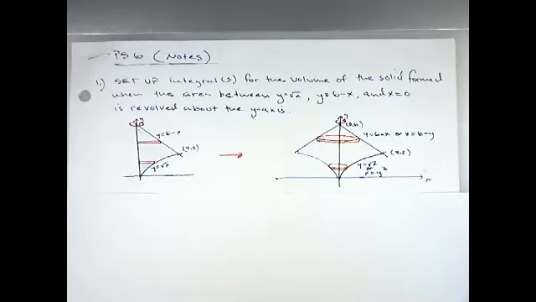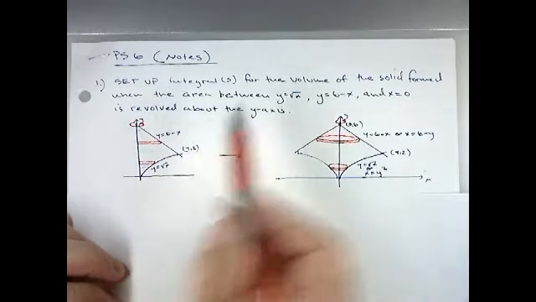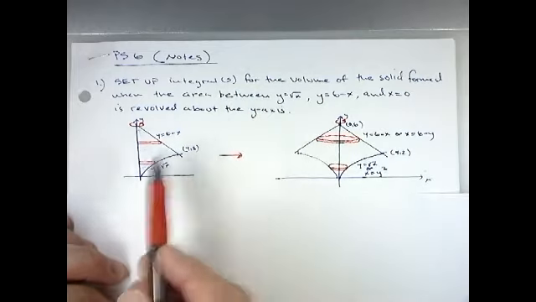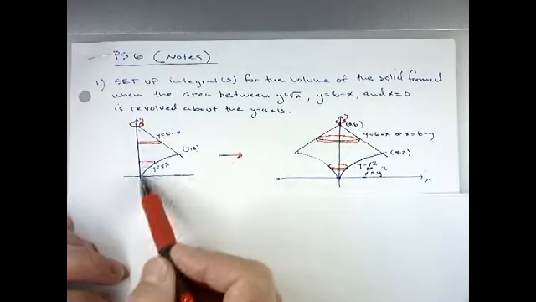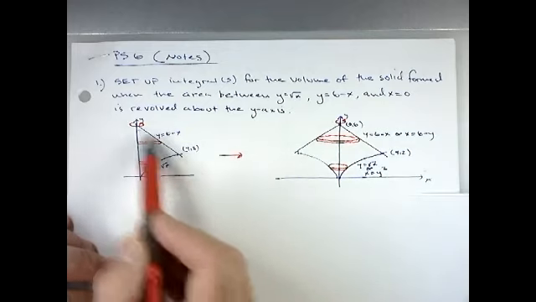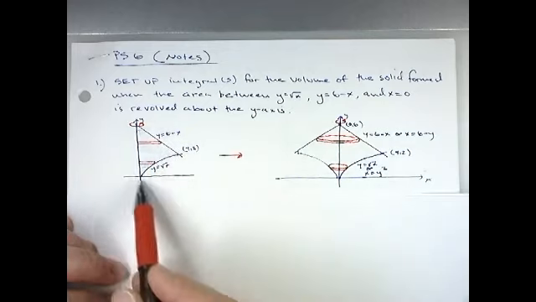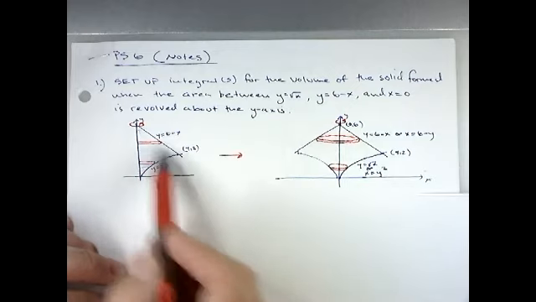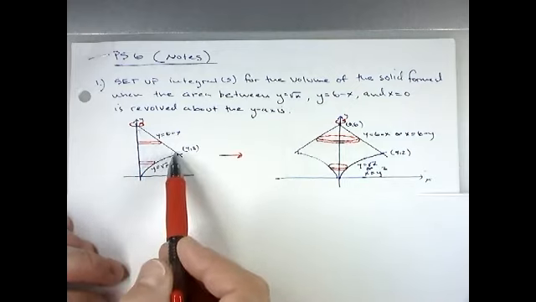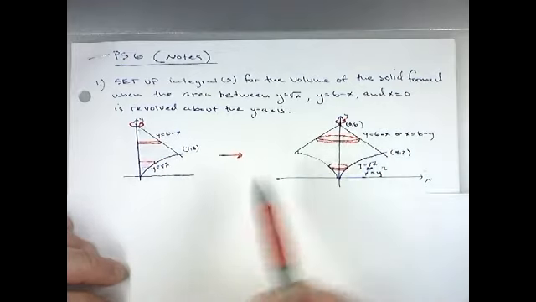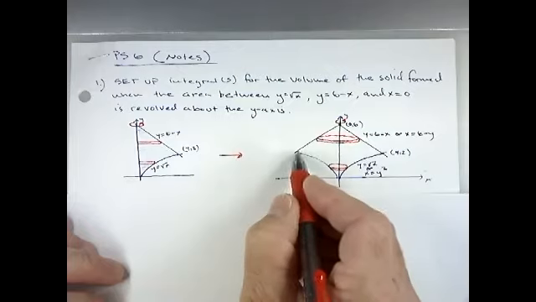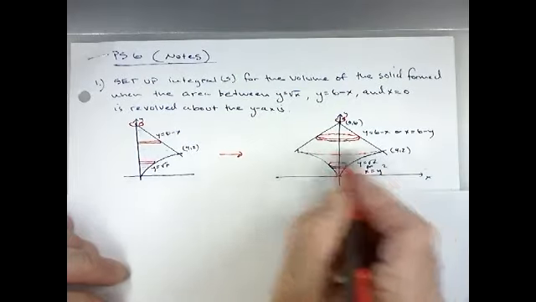All right, let's continue talking about volumes of solids. Here's a nice warm-up example. Let's set up an integral for the volume of the solid formed if I take the area between y equals root x, y equals 6 minus x, and x equals 0, this little triangular looking shape, and revolve that around the y-axis to get a three-dimensional solid. This is a whole three-dimensional thing.